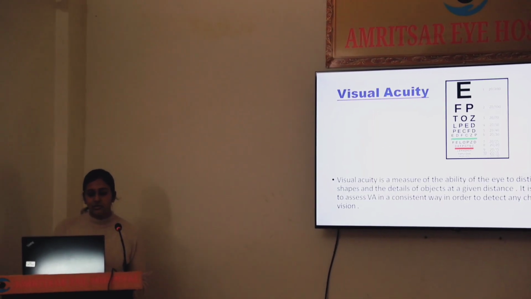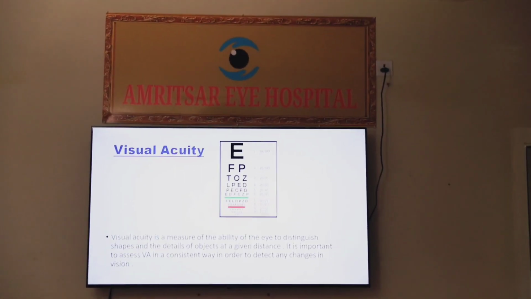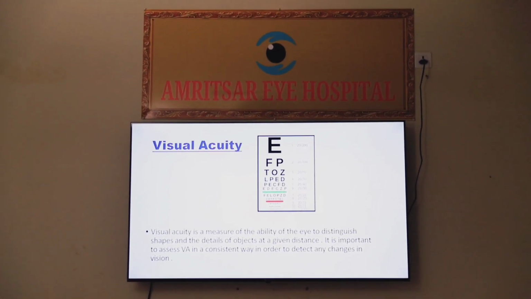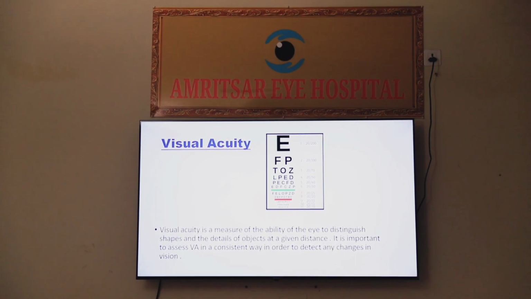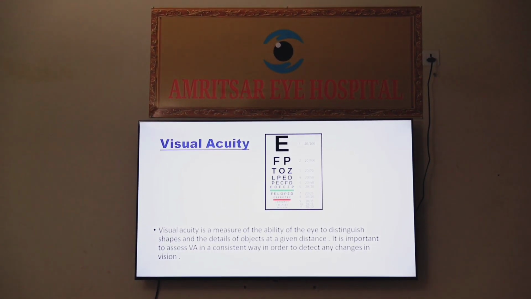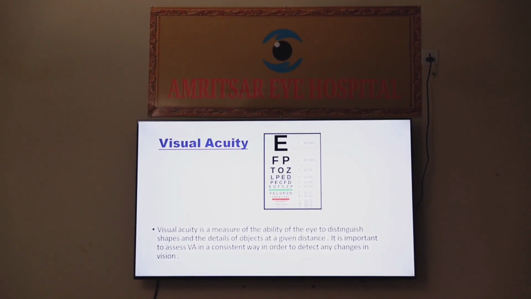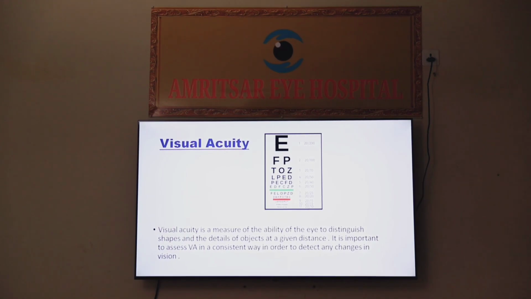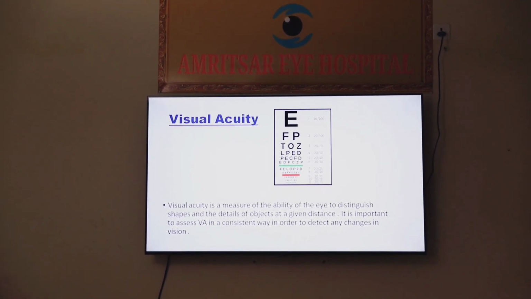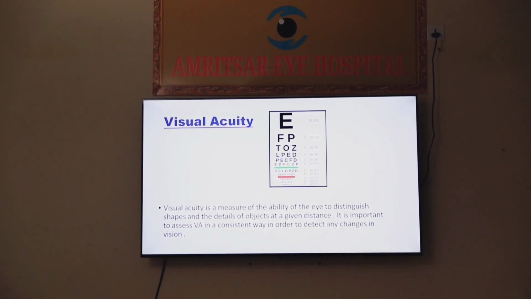So before starting anything, we should know what the visual acuity of the child is before diagnosing anything. Visual acuity is defined as the ability of the eye to distinguish shape and details of an object at a given distance. It is important to assess visual acuity in a consistent way in order to detect any change in vision.